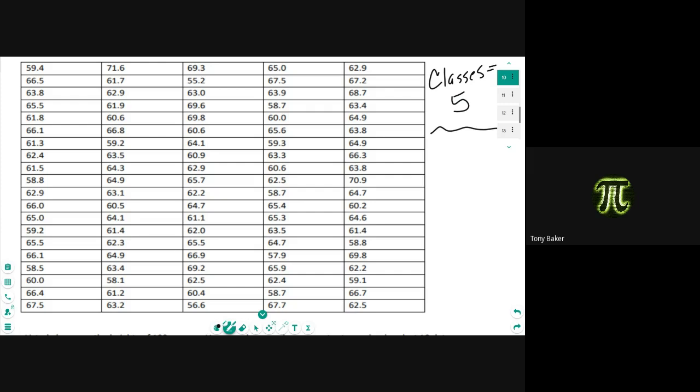Go ahead. 56.6 is the smallest. The biggest one is 71.6. There's a 55.2? Oh, you're right. Those are the two I got, so I missed that one. Good catch. Is there one bigger than 71.6? Okay. All right. Awesome.